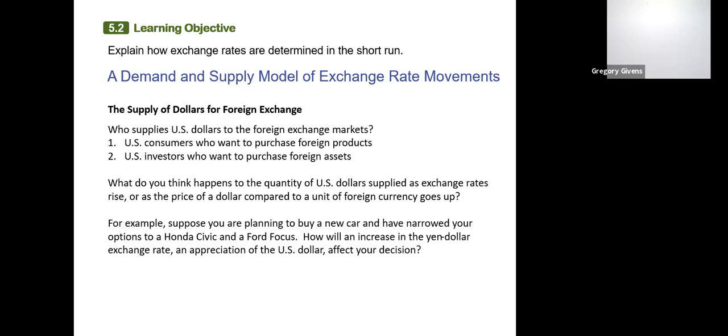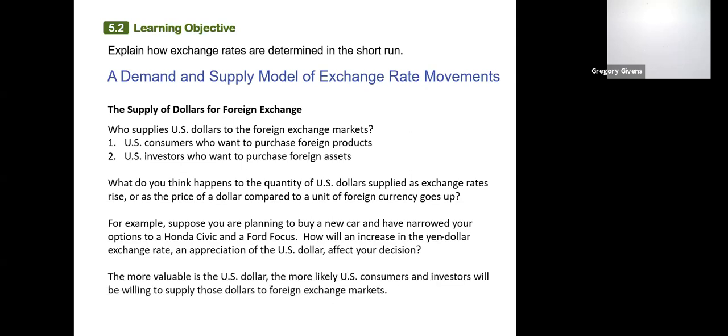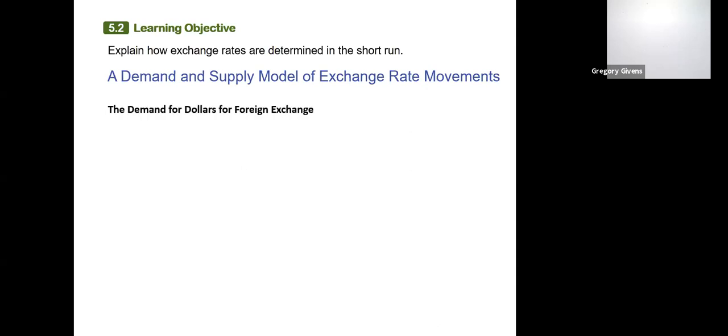What has happened? The Honda Civic has now become cheaper, right? Every dollar you have can purchase more yen, and so the Civic is now going to be cheaper to you than the Focus, right? And so you're going to be more willing then to supply those dollars in foreign currency markets. The more valuable is the US dollar, the more likely US consumers and investors will be willing to supply those dollars to foreign exchange markets. Very good.